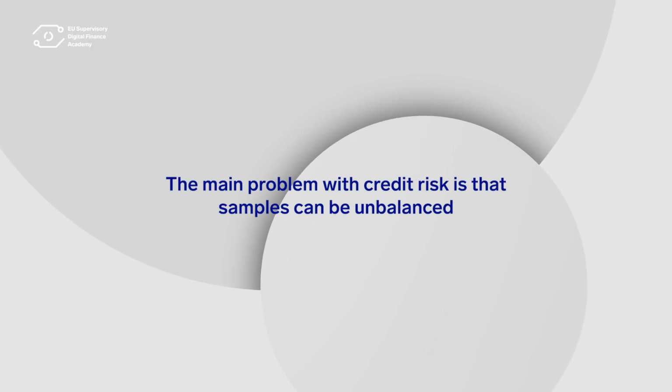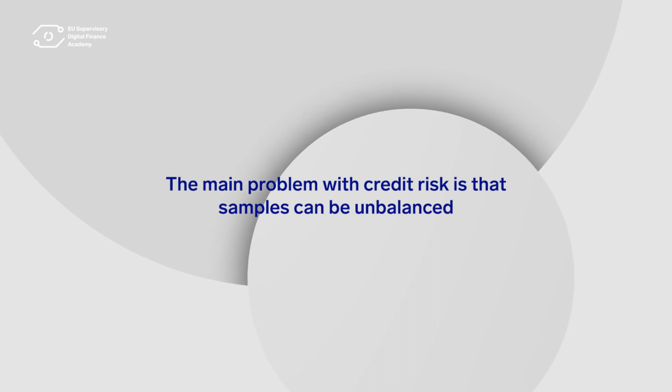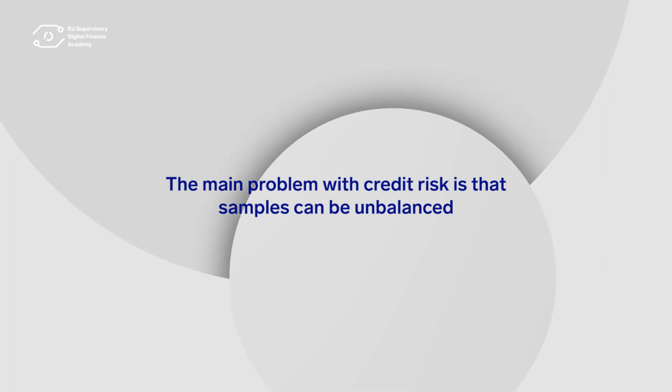So what we think is that, based on these three main criteria, fairness, explainability, and robustness, the main problem for credit risk is that samples can be unbalanced. If we consider, for example, credit scoring, which is a particular kind of credit risk model, it's the model that financial institutions use to decide if they can grant a loan or not. And they train this model on the characteristics of previous customers. So they consider previous customers that repaid the loans or not.